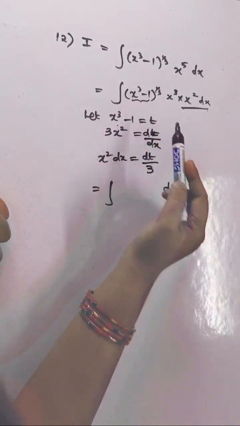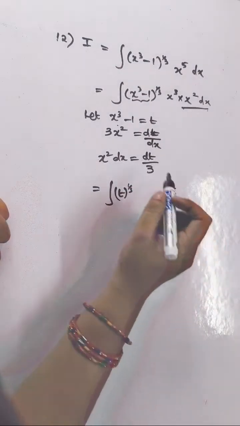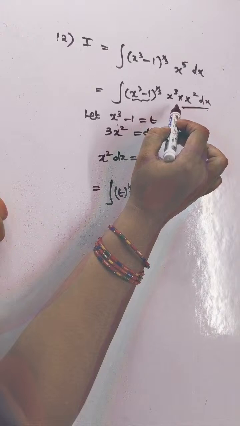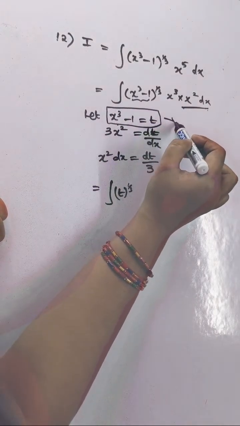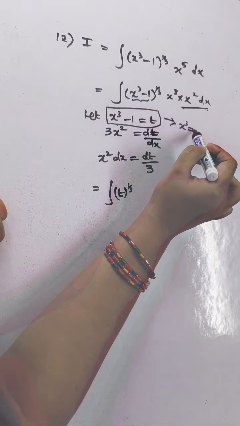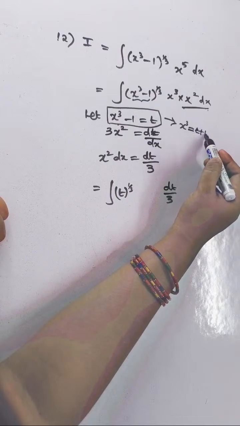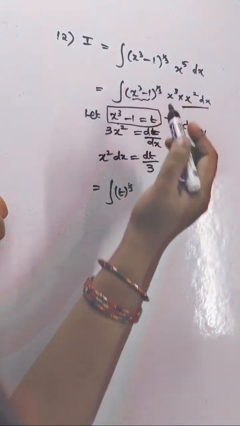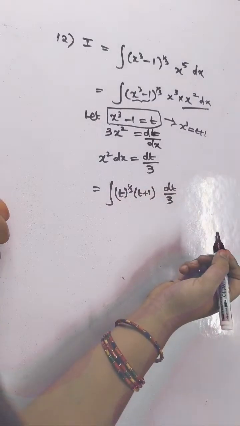x cube minus 1 as t, so it is t power 1 by 3. And here you have x cube. So you have to use the assumption statement and find what x cube is. Take the minus 1 to the right side, so that becomes plus 1. So in place of x cube, you can write t plus 1.